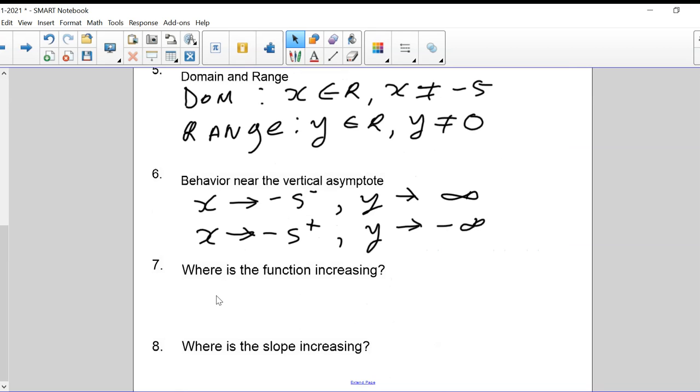The function is increasing at all real numbers, but not where x is -5. Right? Because the function doesn't exist at -5. So everywhere except -5, it's increasing. The function is increasing. That's one answer. Now, the more complicated answer that I know people have a little harder time wrapping their head around is, where is the slope of the function increasing?